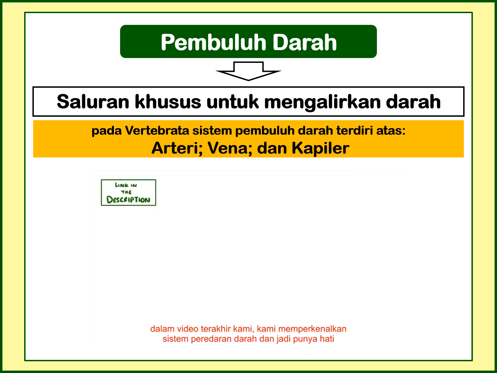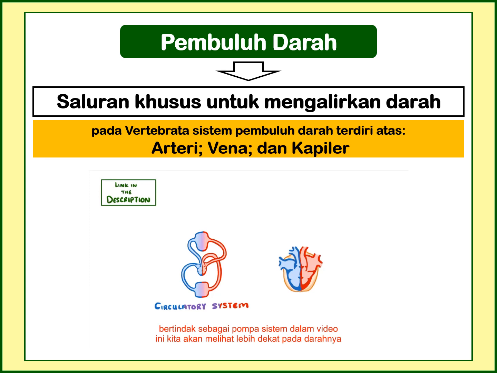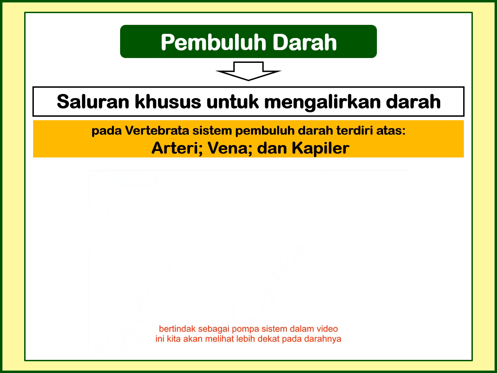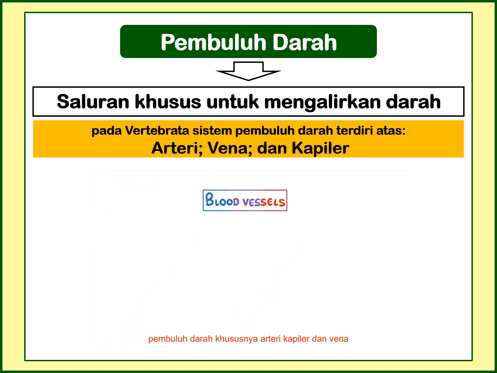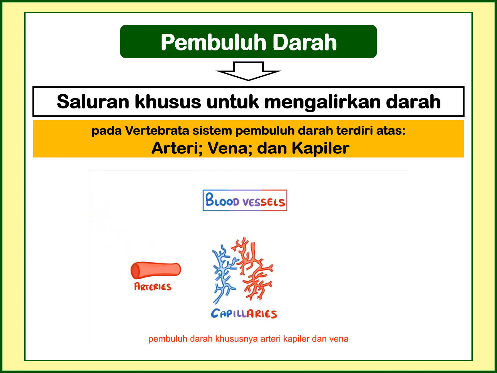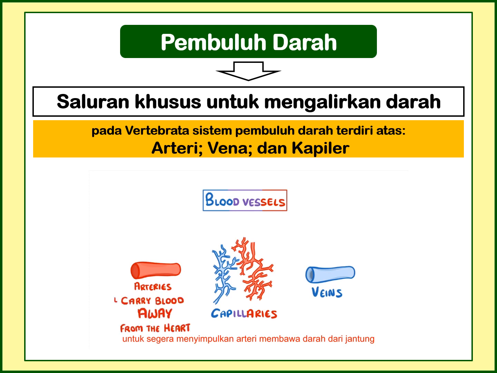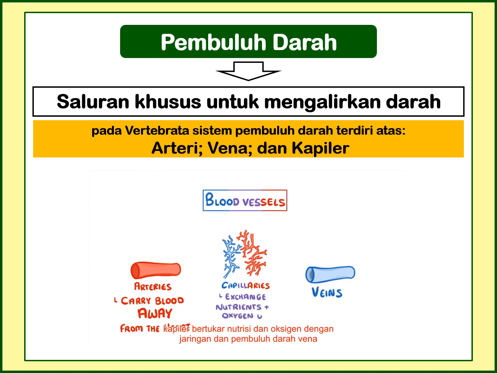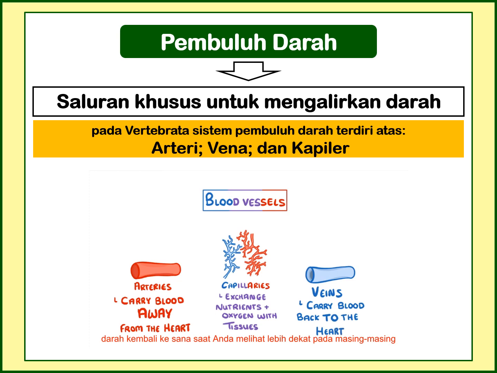In our last video, we introduced the circulatory system and saw how the heart acts as the system's pump. In this video, though, we'll take a closer look at the blood vessels, specifically the arteries, capillaries, and veins. To quickly summarize, the arteries carry blood away from the heart. The capillaries exchange nutrients and oxygen with the tissues, and veins carry the blood back to the heart. As you take a closer look at each, the key thing to notice is how the structure of each type of vessel is related to its function.